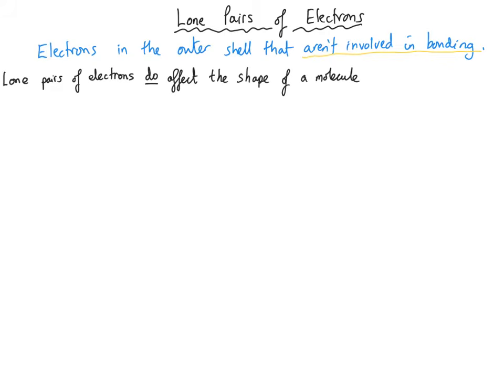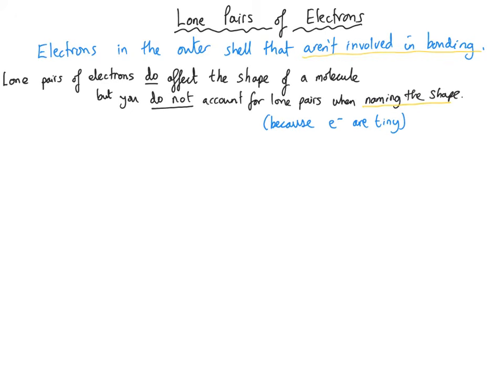And the significance of a lone pair of electrons, other than affecting the shape, is actually you don't account for it when you name the molecule. And so what's funny about that is that the electrons have got some repulsion, but they don't really take up very much space because electrons are absolutely tiny compared to an atom overall. So the electron repulsion is really significant and you need to account for it.